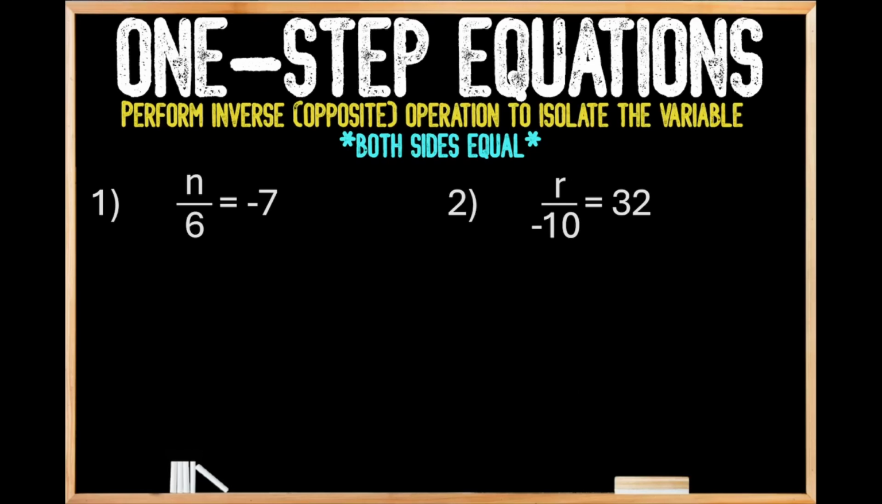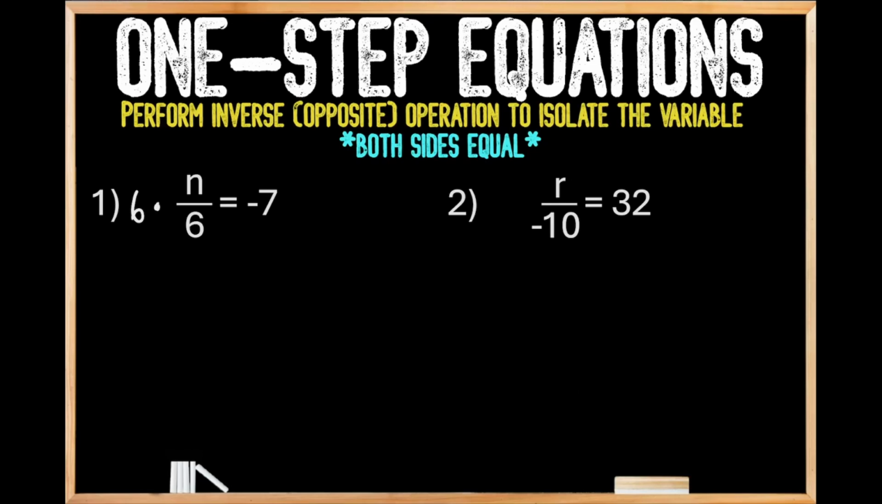1, where we have n divided by 6 equals -7. So in order for us to isolate our variable of n here, as we can see up top highlighted in yellow, we're going to need to perform the inverse or the opposite operation of whatever is being done to our variable. And in question number 1, we're dividing our variable of n by 6, and the inverse operation of division is multiplication. So on the left-hand side of this problem, we're going to be multiplying by 6, so we can isolate our variable of n.